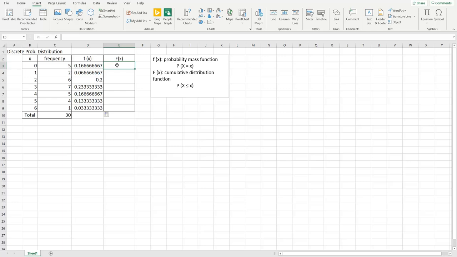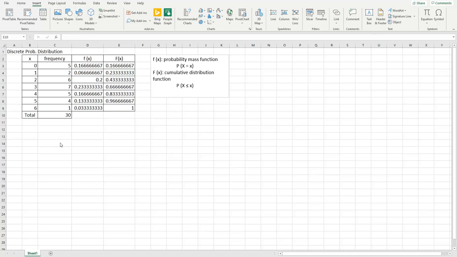Now to get the cumulative distribution function of it, or the probability of getting less than or equal to 0, in this case would be just itself, because 0 is the lowest number that we have. So now the probability of getting 1 or less than 1 would be the addition of our probability of 0 plus the probability of 1.